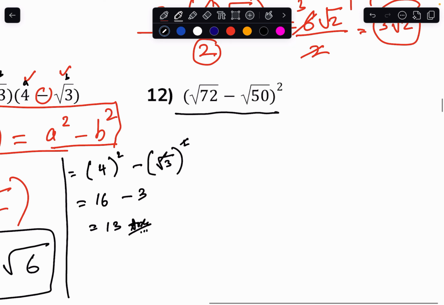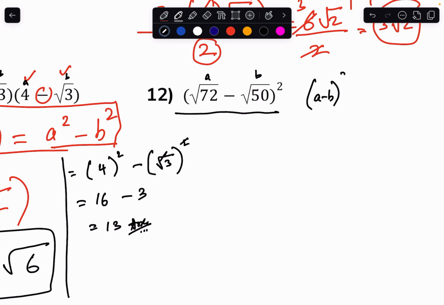Okay. Likewise, let's do question number 12. Now it is (a minus b) whole square, the formula of which is a square minus 2ab plus b square.